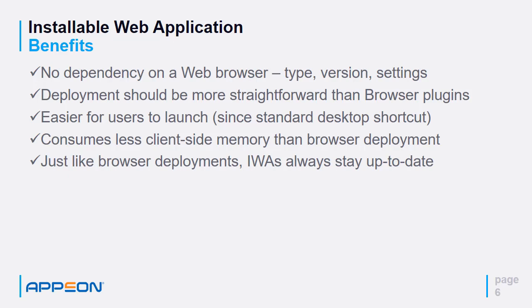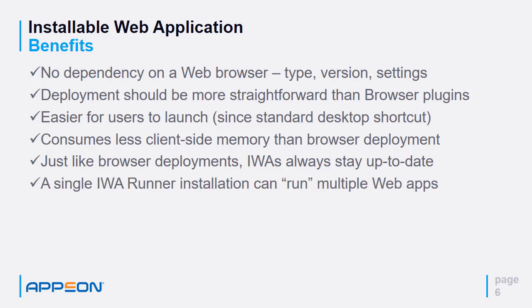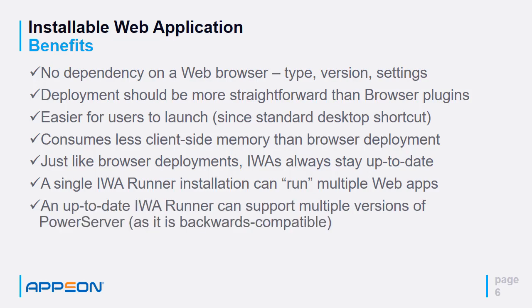And just like browser deployments, IWA applications always stay up to date because they're dynamically being delivered from PowerServer. A single IWA Runner installation can run multiple web applications at a time. Again, those web applications look like they're native desktop applications running under IWA environment. An up-to-date IWA Runner can support multiple versions of PowerServer as it's backwards compatible.